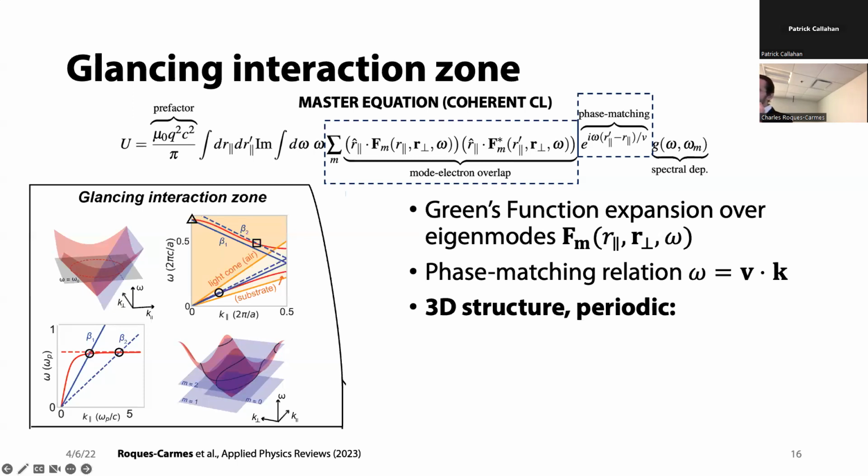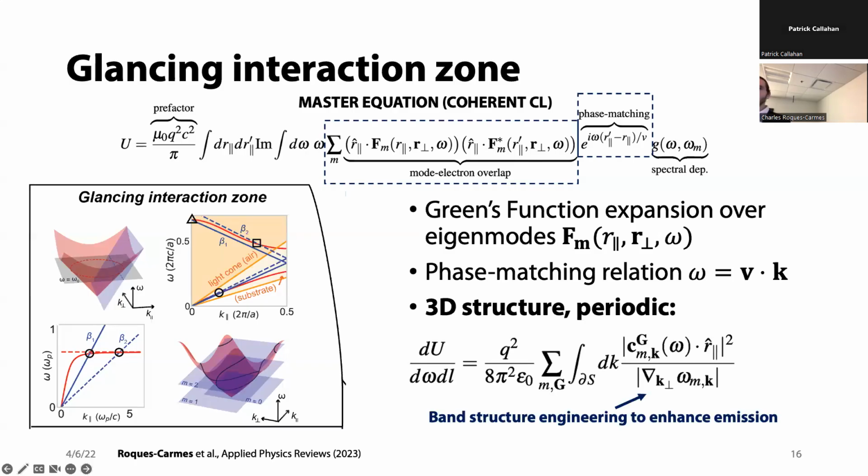We can even simplify this formula in a three-dimensional case with periodic structures. And we get this formula for the amount of energy lost by the electron. The only thing I would like to highlight is that you see that at the denominator here, we get the group velocity, or one component of the group velocity of the band, which means that in principle, if I shape the band structure of my photonic structure, I can shape and enhance the interaction of the electron with the photonic structure. So that already indicates that there is a way to do photonic engineering, nanophotonic engineering of electron radiation and electron energy loss.